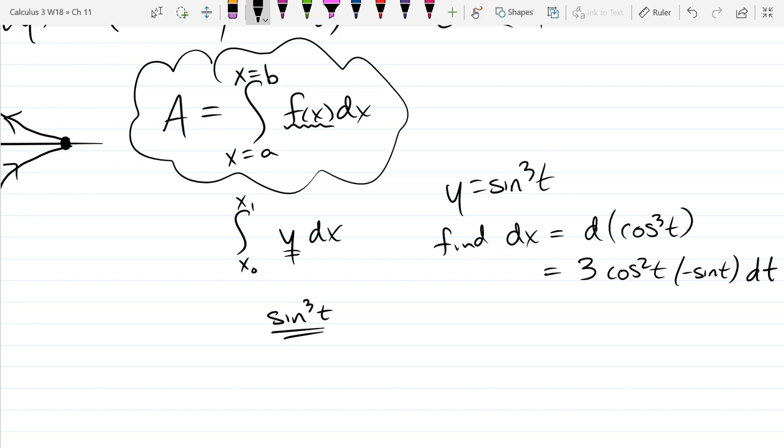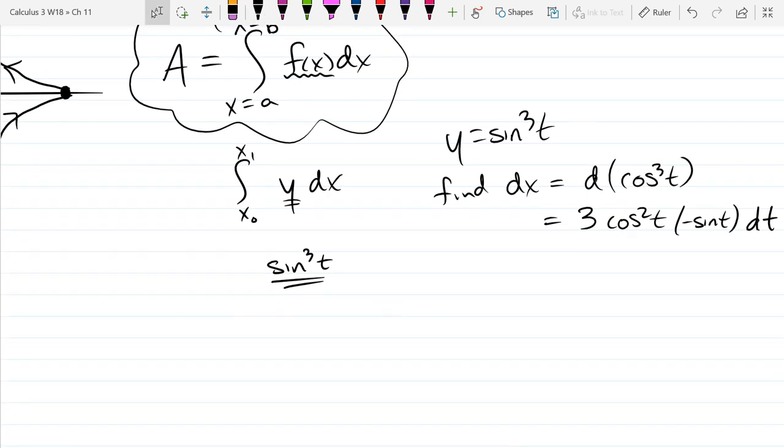So you did this when you made a u substitution. You computed what dx turned into. So you had x equals some function of u, and then dx is basically the derivative of u. All right, so that is dx right there.